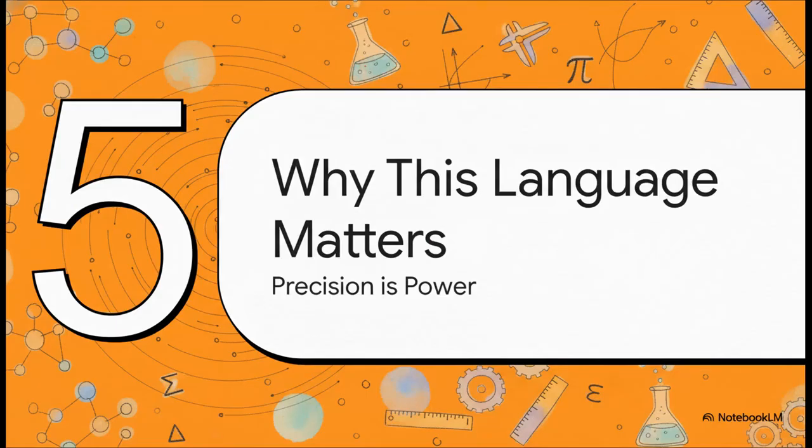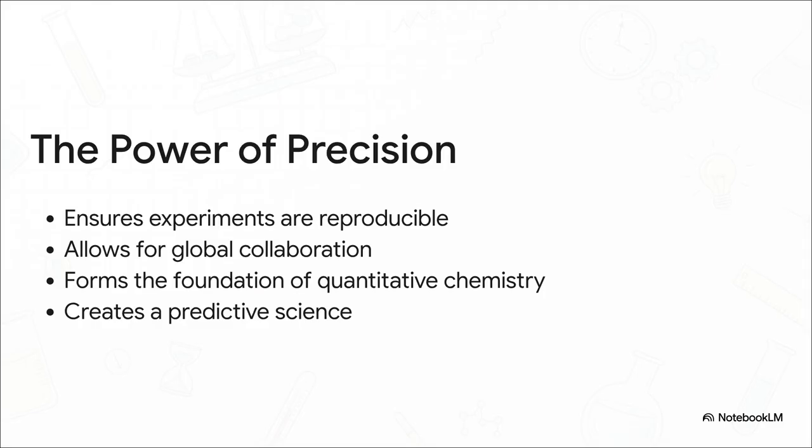So let's bring this all back together. We have our units, our grammar, our special counting number. Why does it all matter? Because in chemistry, being precise isn't just about being neat and tidy. Precision is power. This shared language means experiments are reproducible, period. It allows for global collaboration. It forms the very foundation of all quantitative chemistry. And ultimately, it's what turns chemistry from just watching cool color changes into a powerful predictive science that can create new medicines and revolutionary technologies.